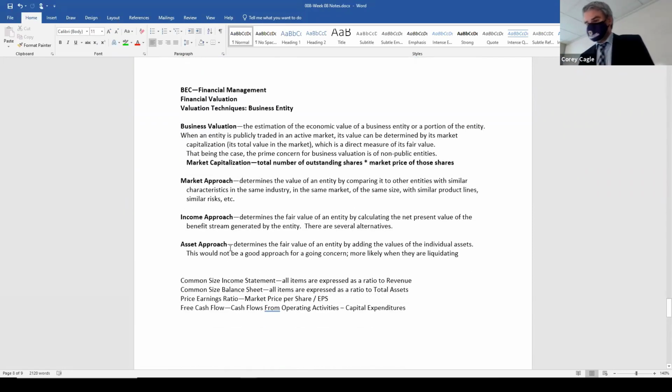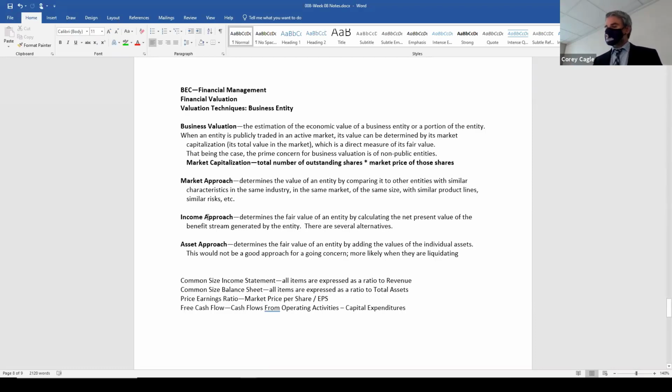Valuing a business. People buy businesses. How do you assign a value to it? There are different approaches. There's a market approach, which we already talked about. You're determining the value by comparing it to other entities with similar characteristics in the same industry, in the same market, of the same size, with similar product lines and similar risks. And easy to find, is it? That would be theoretically a market approach.